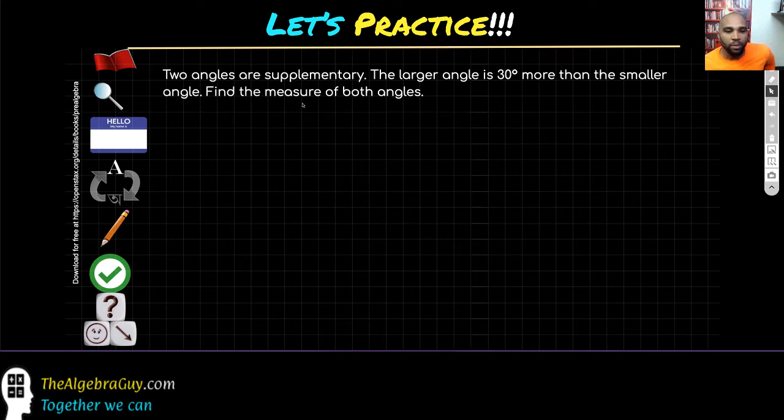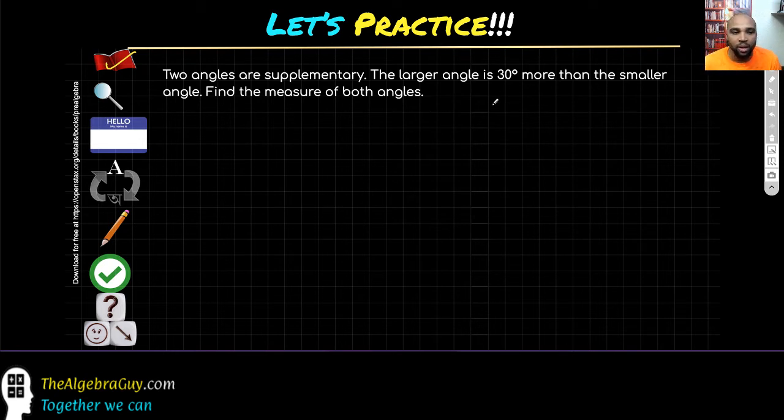Two angles are supplementary. So we already know just from reading, we're doing our reading part, two angles add up to 180. The larger angle is 30 degrees more than the smaller angle. Find the measure of both angles. All right, so this one takes a little bit more thought.